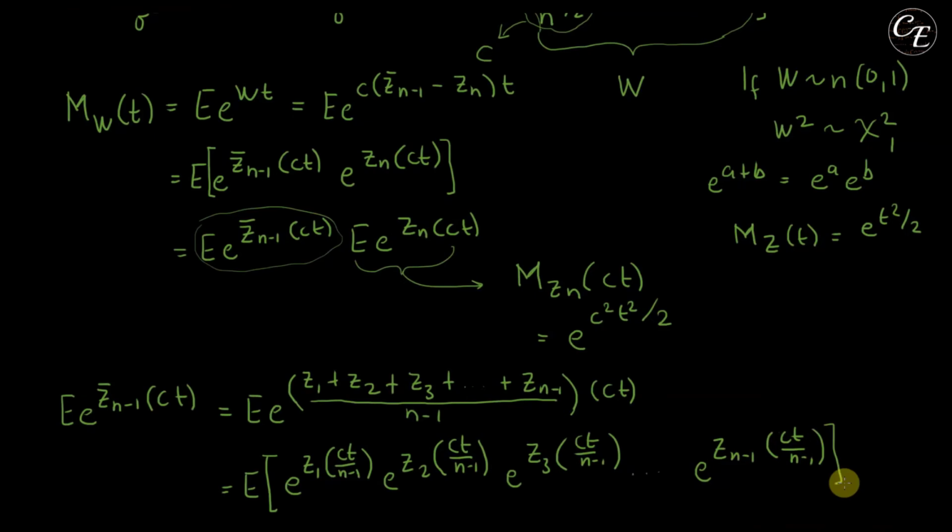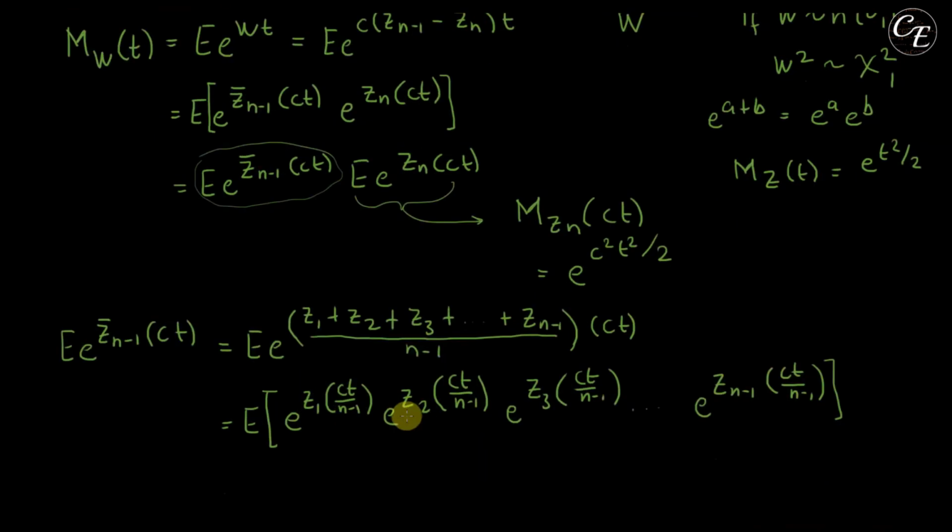And then this z sub 1, z sub 2, z sub 3 until z sub n minus 1 are independent of each other. So these exponentials in here are all independent of each other. Then, similar to what we have done before, we can distribute this expectation for each term here.